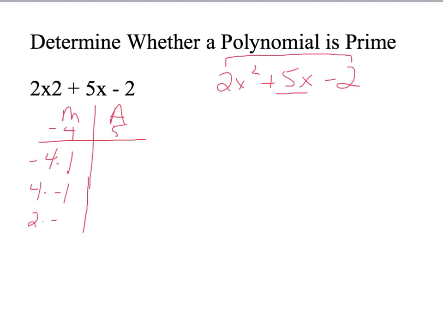2 times negative 2. And that's really all I can think of. Okay, those are all of the things that multiply to negative 4. And none of these options will help me add up to 5. So I don't have a match. So when you can't find something that matches, it means that this trinomial is prime.